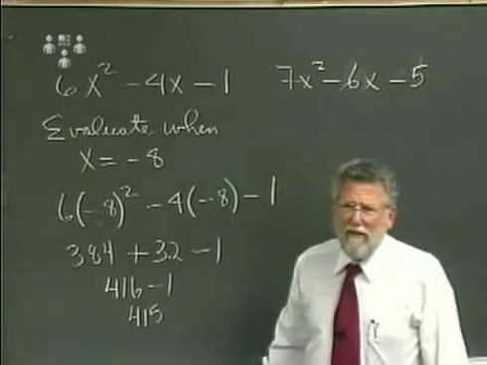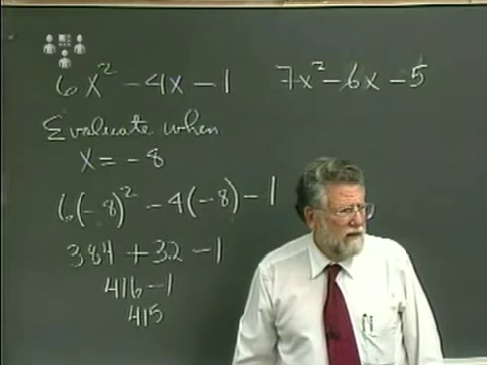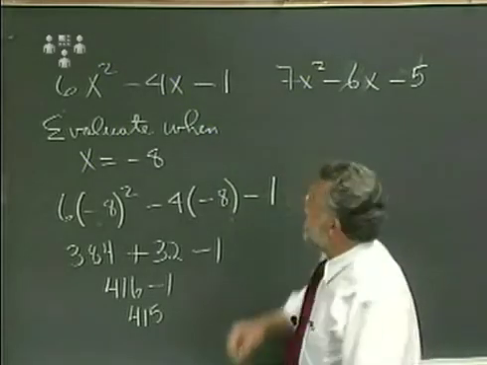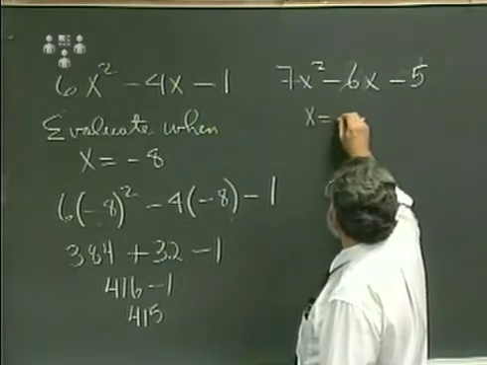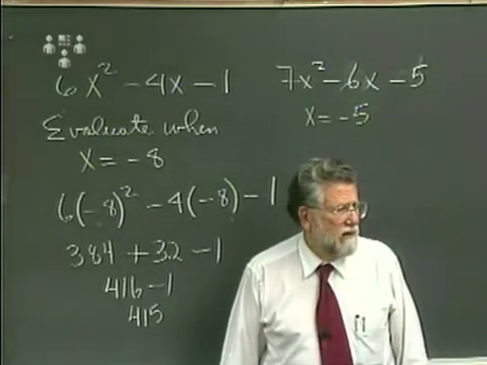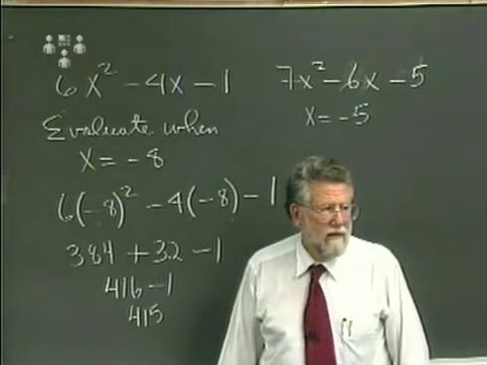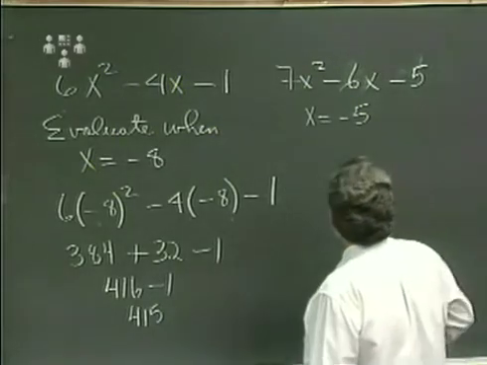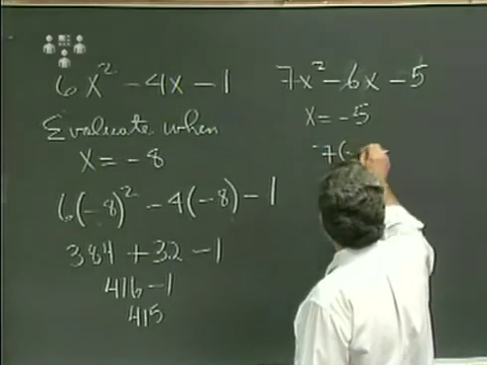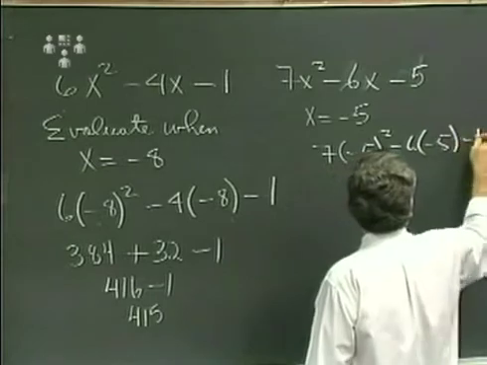Okay, so it's a lot like the first one. What was your x? The x was negative 5. So x is negative 5. But you're right. You're going to do the same thing. Different answer. I did that for mine. I believe I got 100, and he told me it was 101. Okay, 7 times minus 5 squared minus 6 times minus 5 minus 5.